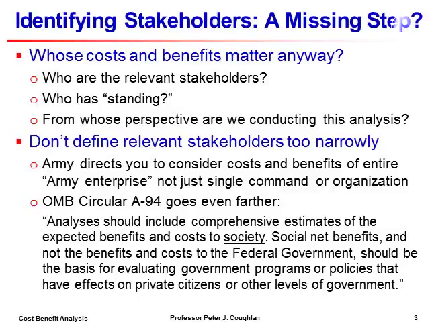But OMB Circular A-94, which talks about federal government programs, goes even farther. It says analyses should include comprehensive estimates of the expected benefits and costs to society, underlined in the original document. Social net benefits and not the benefits and costs of the federal government should be the basis for evaluating government programs or policies that have effects on private citizens or other levels of government. Again, the overall net benefits to society, not the benefits and costs to the federal government. So even if the cost-benefit analysis says the costs exceed the benefits to the federal government, if the social net benefits are positive, then you would do it overall, if it benefits society.